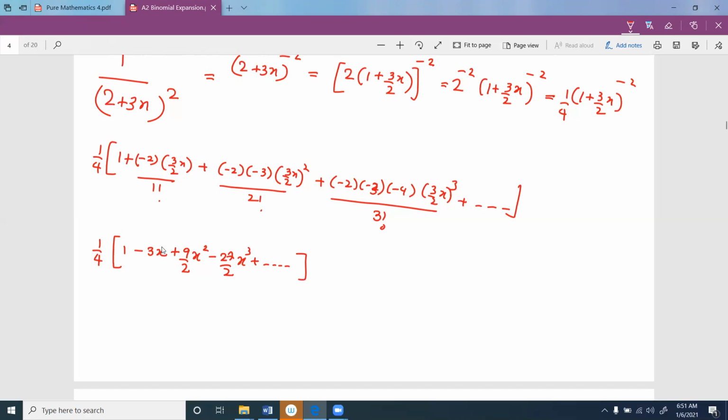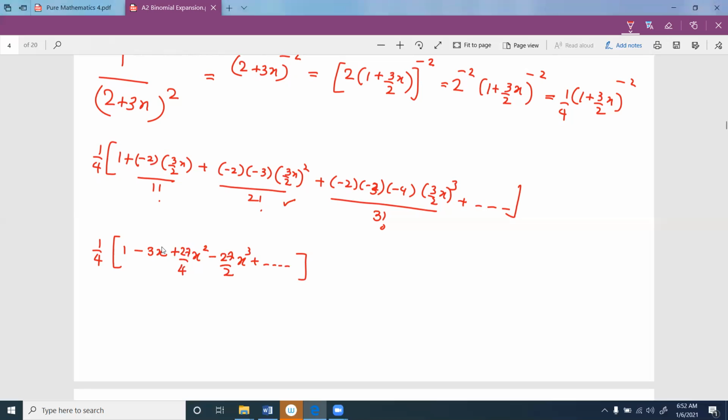We will just recheck this answer. That is minus 2 into minus 3 into 9 over 4, divided by 2. That is 27 over 4. I think we made a mistake here. This value should not be 9 over 2. I think I didn't square this figure. This value should be 27 over 4. So please make it correct. This is 27 over 4.